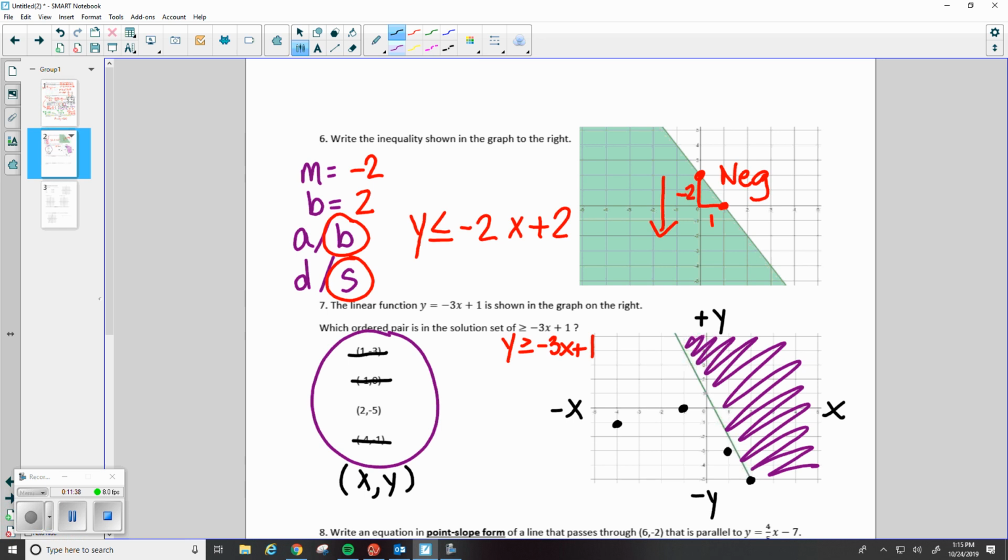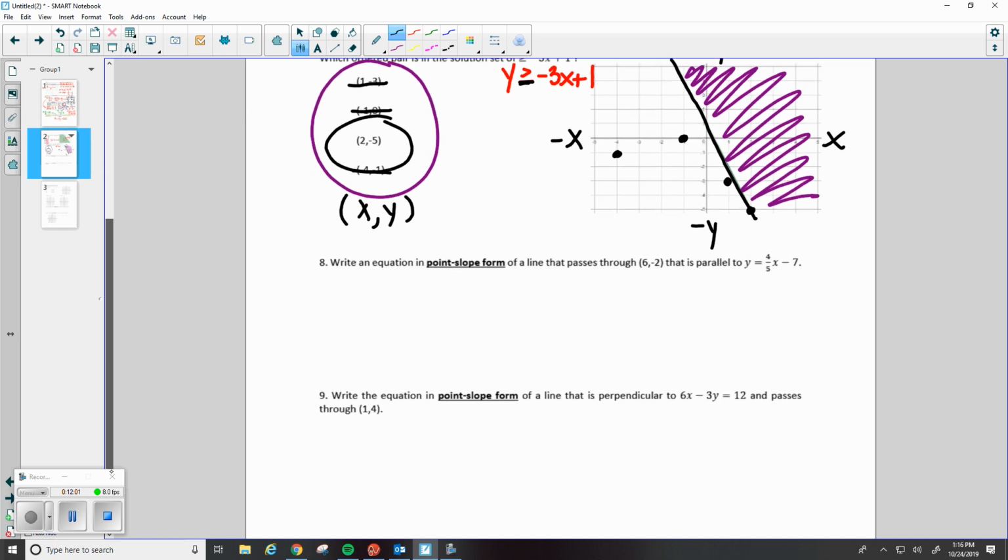Now, for anything on the line, when we look at this, we're looking at whether or not it is equal to or not equal to. Because it has this equal to bar, we know that points on the line do count. So 2, -5 will be a solution to this system.